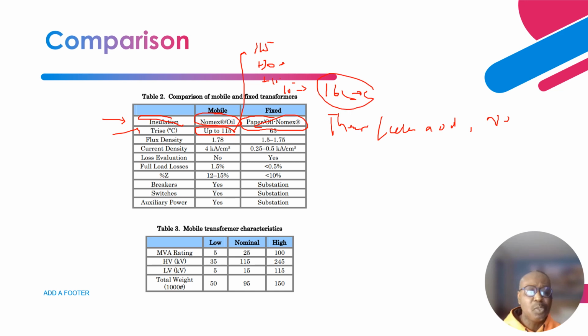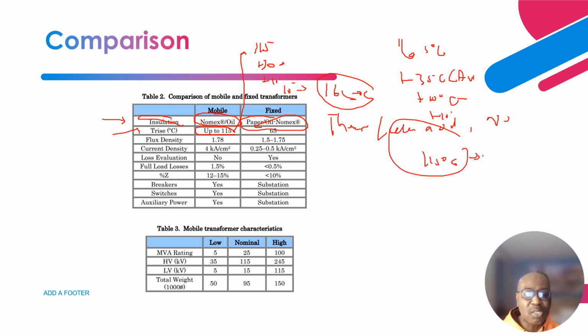That's the design. Comparably, for a traditional conventional fixed transformer, you have 65 degrees Celsius average winding rise or top oil temperature rise, plus 30 degrees Celsius for the ambient, plus 10 degrees for hot spot, then 10 degrees margin. So you have 115 degrees Celsius as the total temperature.